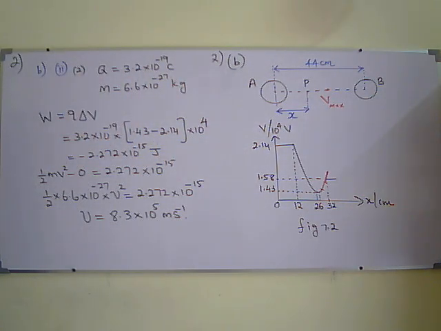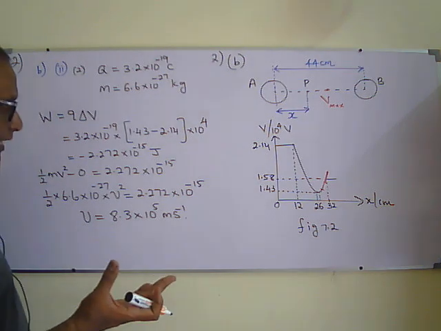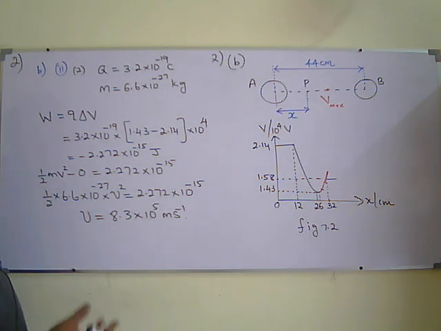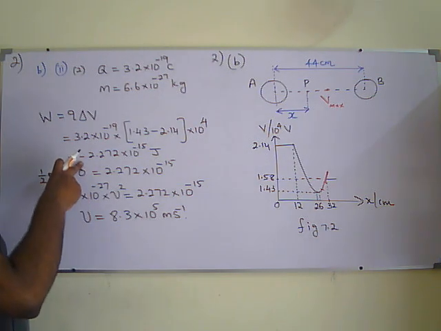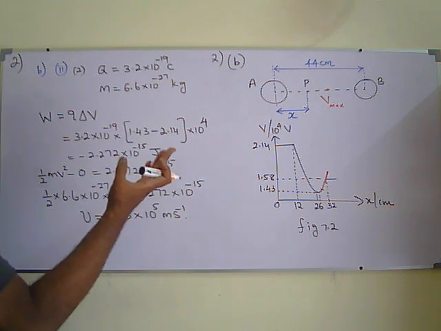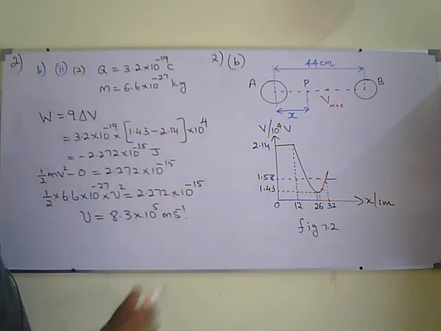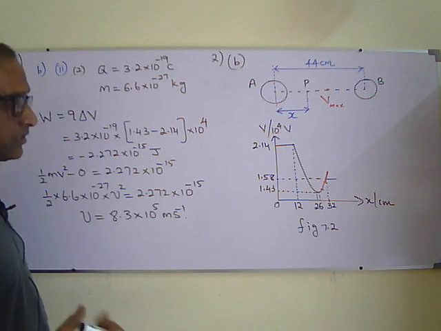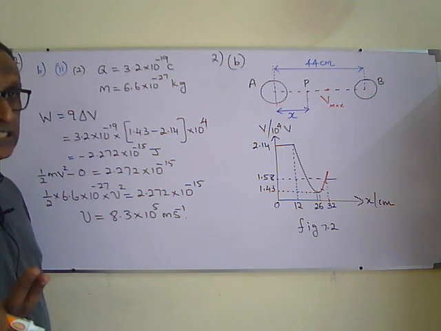But if you are dealing with just the numerical value, and you are not interested in finding out whether it's gaining or losing kinetic energy, you can just use half mv squared equals qV. That's the way the mark scheme is given. They are not analyzing whether it's gaining or losing kinetic energy.